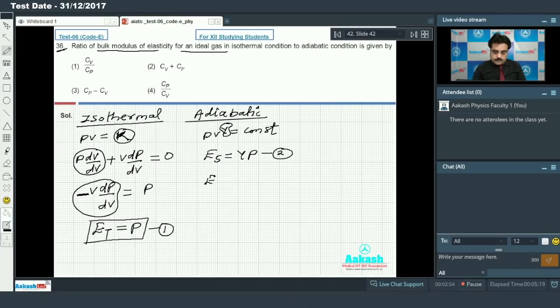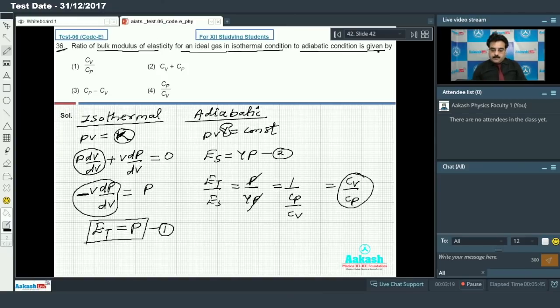And if I go for the ratio ET upon ES, we'll get P upon gamma P. P is the initial pressure and that will cancel out. You know the value of gamma is Cp upon Cv. So we'll get Cv upon Cp. And this is the ratio of the bulk modulus in isothermal condition to adiabatic condition. So on behalf of that, we can say my option number 1 is correct.